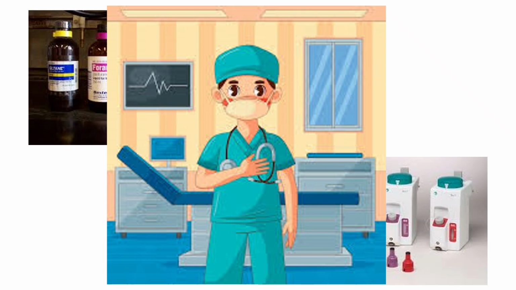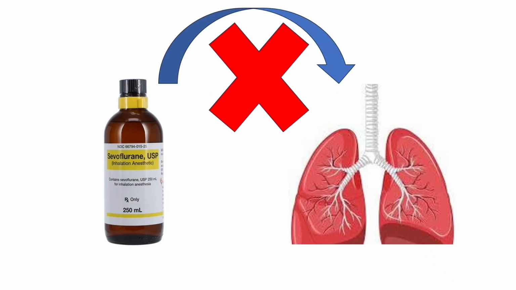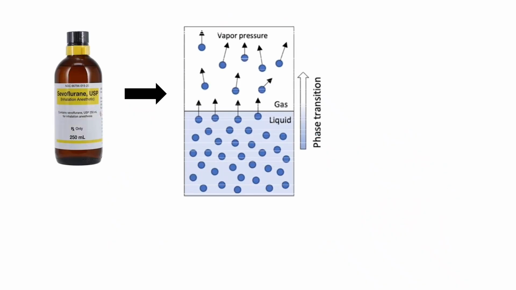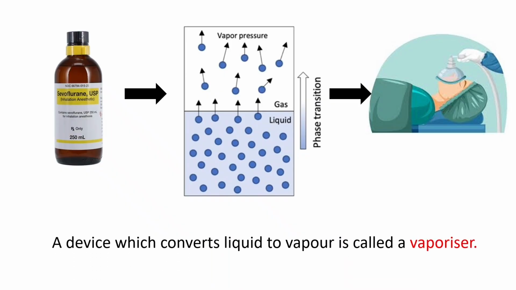Inhalational anesthetic agents need to be delivered to the lungs for them to work. Of course, one cannot simply pour them into the lungs. A much more acceptable way is to convert the liquid inhalational agent into a form that can be delivered by the inhalational route to the patient. The most convenient way is to deliver the vapor form of the liquid inhalational agent. A device which converts liquid to vapor is called a vaporizer.